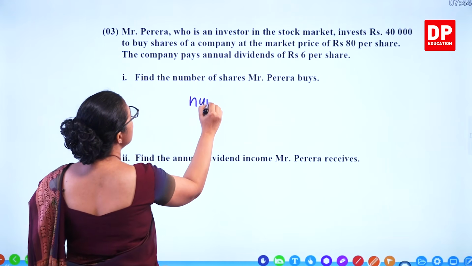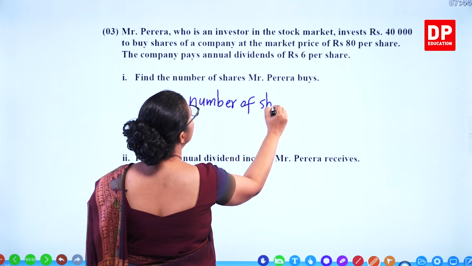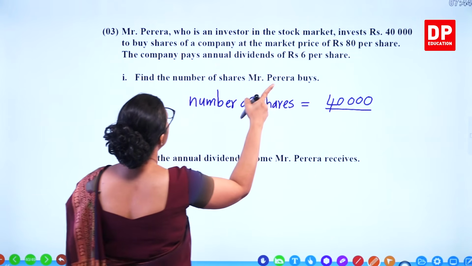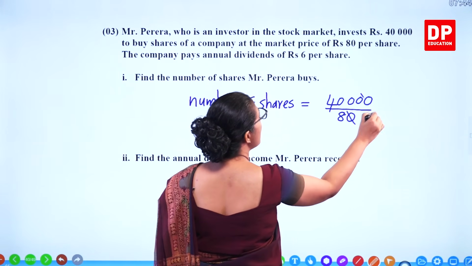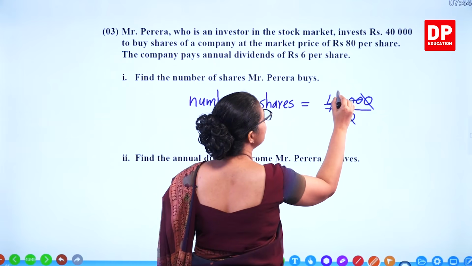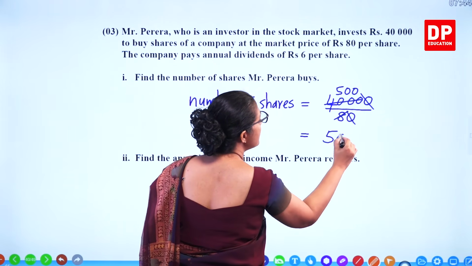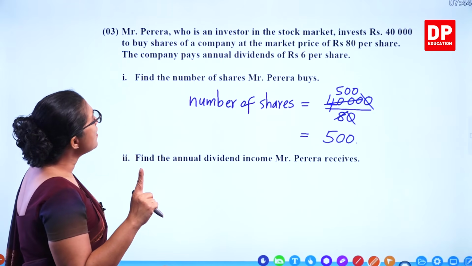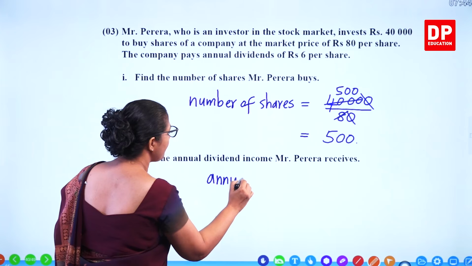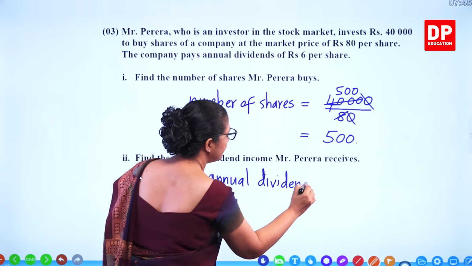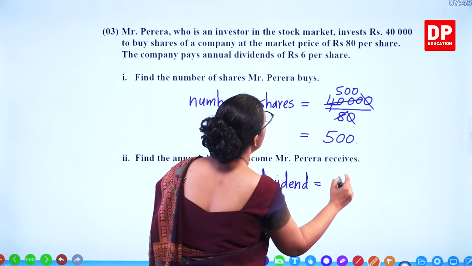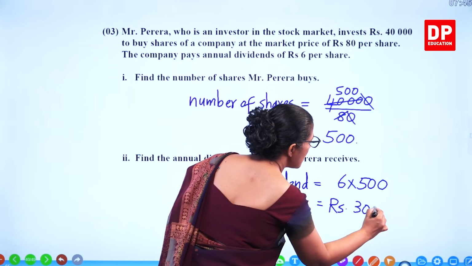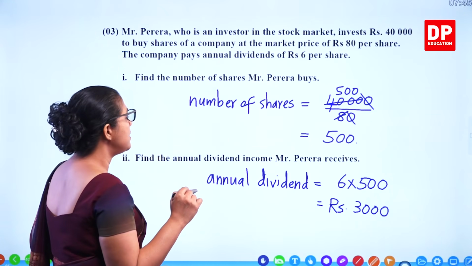So the number of shares, you can get it straight away from the 40,000 he invested. Each one, the market price is 80. So you can find out using this. 8 times 5, that's 500. So 500 shares he bought. Find the annual dividend income Mr. Perera receives. Each one 6 rupees, so annual dividend, each one 6 rupees and 500 shares are there. So 3,000 rupees is the annual dividend income.